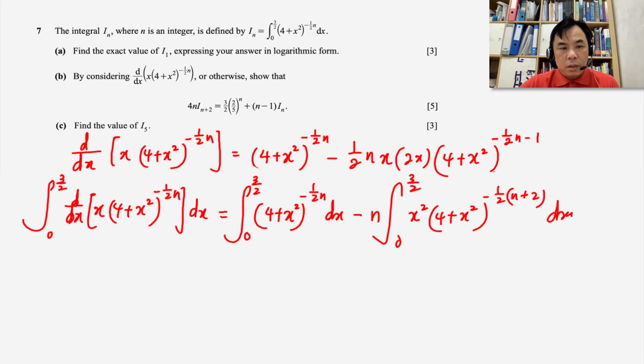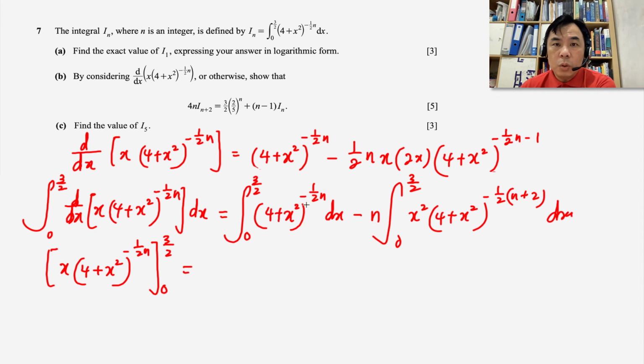Therefore, the answer is just x⁴ plus x squared, negative half of n. And then we are going to integrate that from 0 to 3 over 2. This part here is simple enough also. As you can see, this basically represents I_n. So this entire thing is I_n. And then this part here is very important.